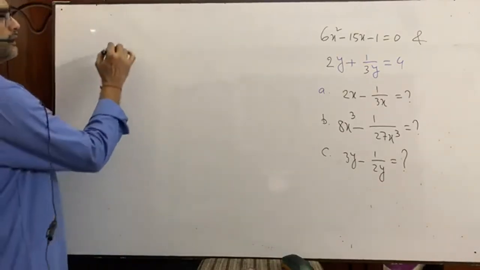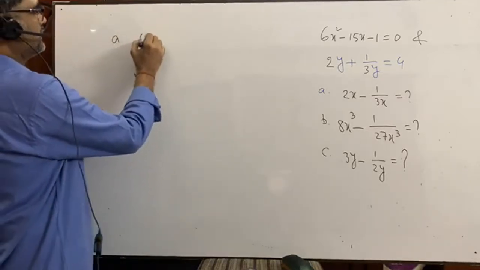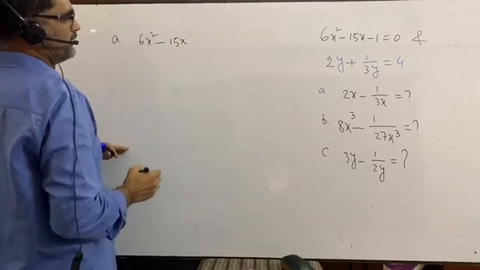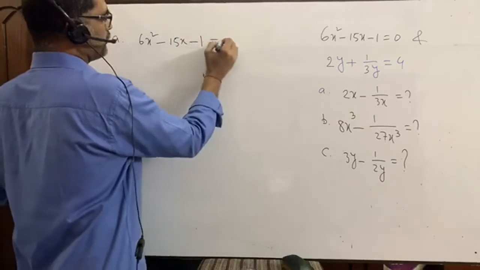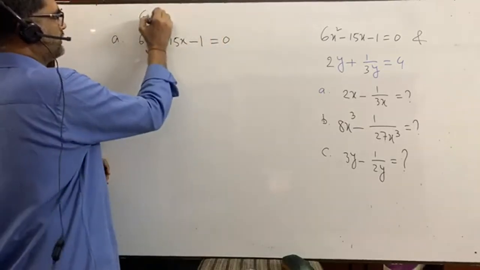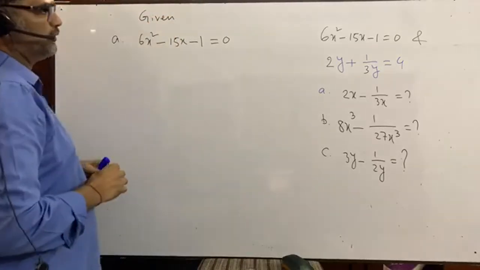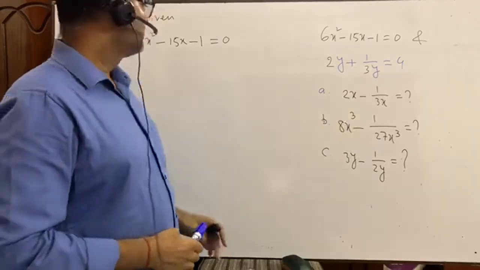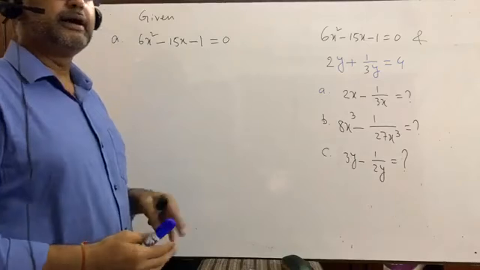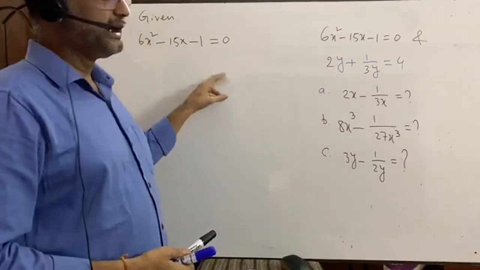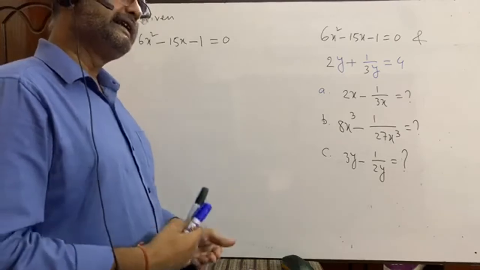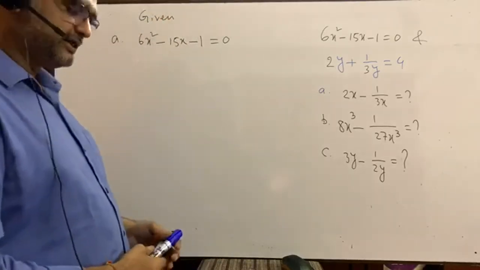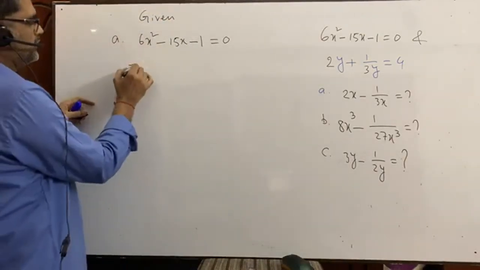Question number A. It is given 6x square minus 15x minus 1 equals to 0. Write down given. Now you see, there is twice x, and here it is thrice x. That means it is 1, so I have to divide by thrice x. If I divide by 3x, then we can easily get 1 by 3x, right? So I am going to divide all the terms of both the sides by thrice x. You write down how to do it.